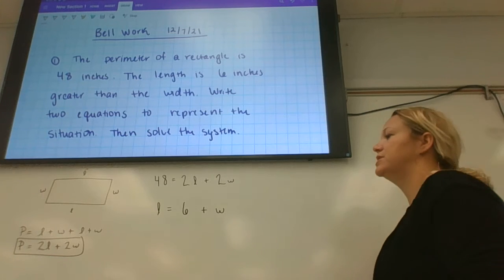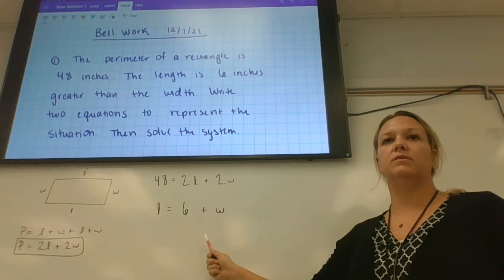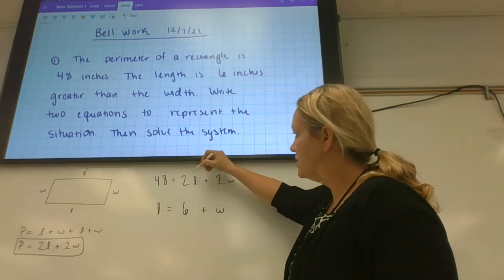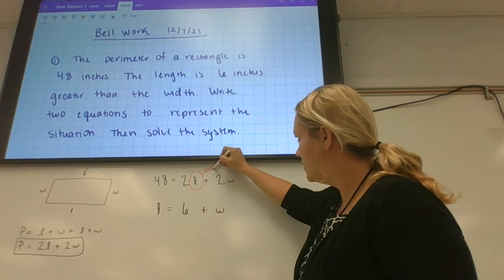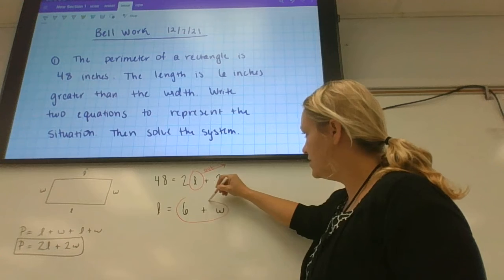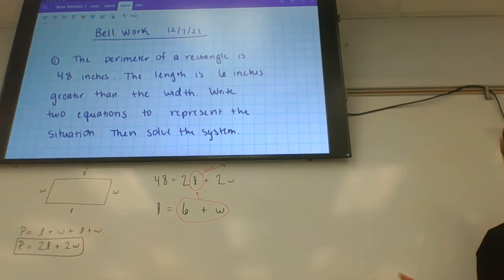So for my substitution, I have an equation that tells me what length is. I'm going to take the L out of this top equation, and I'm going to substitute in what L is. Okay. And that is all the hints I'm going to give you. You can solve it from here. That's all the info I want to provide. You got it?